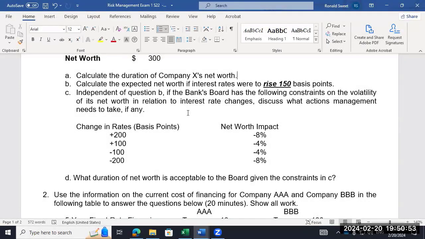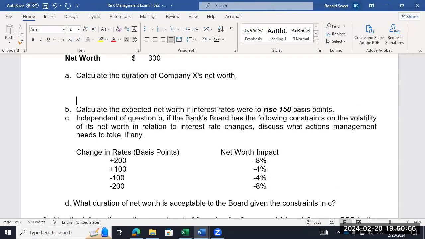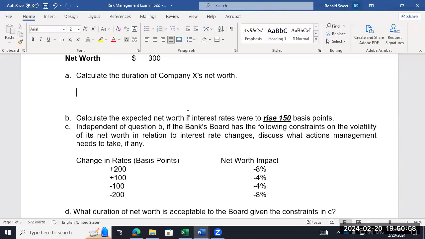So look at what you wrote and let's see how close you came. Anybody want to give me this formula for duration of net worth? Duration of assets, divided by the assets, and then multiply by another parentheses, multiply by leverage. What is leverage? It's assets over net worth. All right, it's not a real complicated, difficult formula.